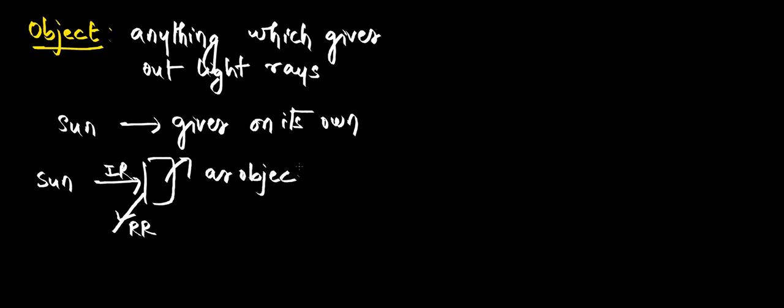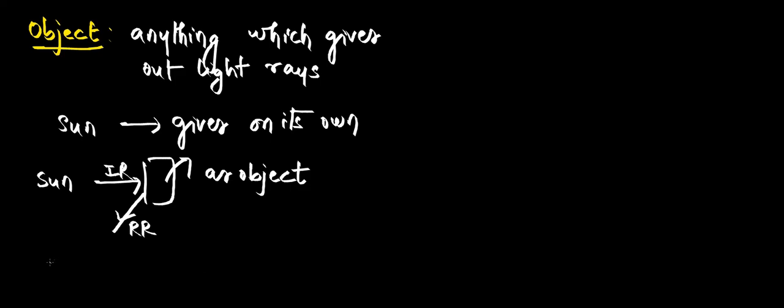Okay, but what kind of object is this? This is an object which gives light from somebody else's source: sun rays fall on it, and reflected rays are given by it. Not on its own. So anything which gives out light rays, maybe its own, or maybe reflected, or maybe refracted by any kind of phenomena, if it gives the light, it is taken as an object.